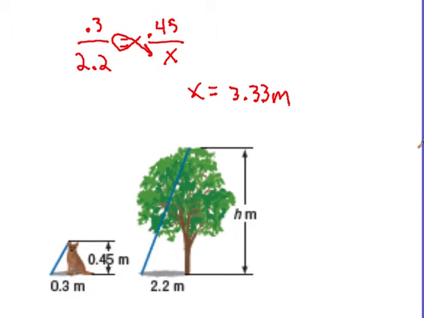Well, the tree can't be shorter than the rabbit or the dog or the cat or whatever that is. So you're missing a decimal point somewhere. 0.45 times 2.2 divided by 0.3. 3.3. Okay.